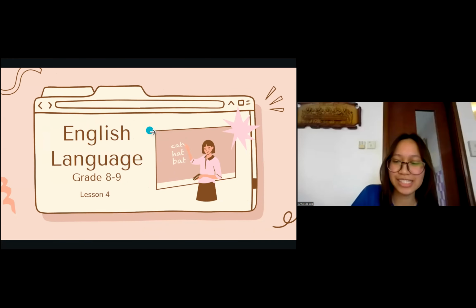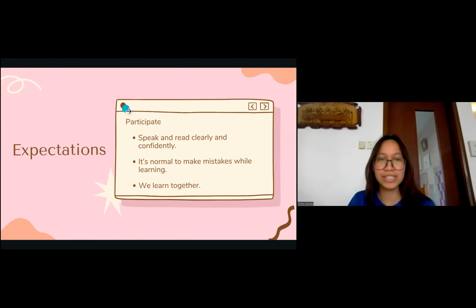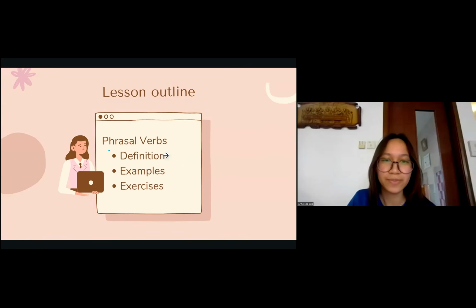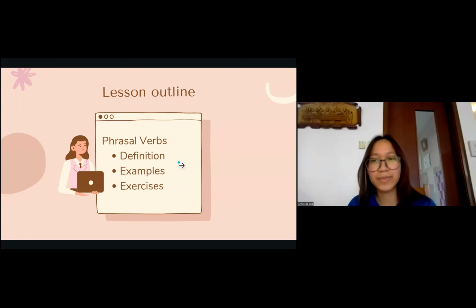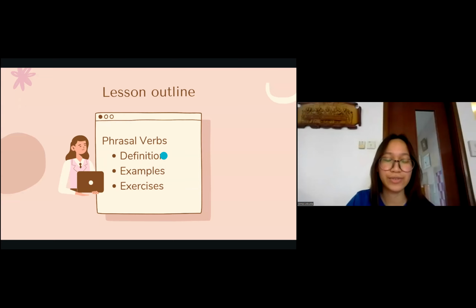Okay, so for today's class, I'll just go over some expectations we have. This is the same as the past few weeks. You're expected to participate, and when you're asked to read the questions, speak and read clearly and confidently. It's okay to make mistakes because that's how we all learn, and we all learn together. For today's lesson, the topic will be phrasal verbs. We'll be going through the definition of a phrasal verb, looking at some examples, and then doing some exercises as well.